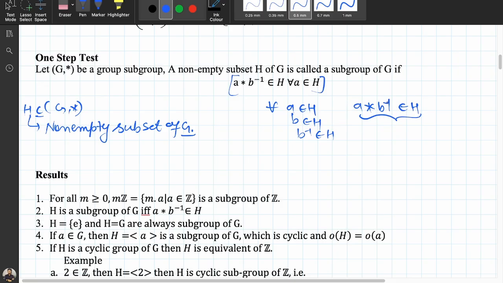This property means that you are taking two elements from a set, and it satisfies the closure property, which is the first property of a group. Inverse of each and every element exists, which means this property holds for inverse. Also the associative property: if it is a subset of G, it will by default hold associativity. And what about the identity? If a belongs to H, then the identity belongs to H, and we know that the inverse of the identity is nothing but the identity.